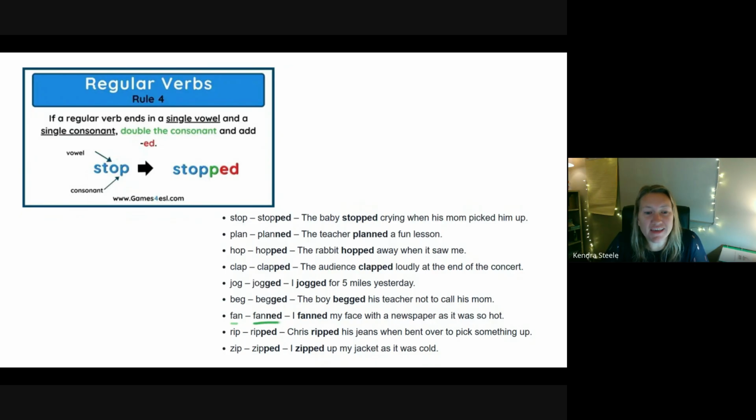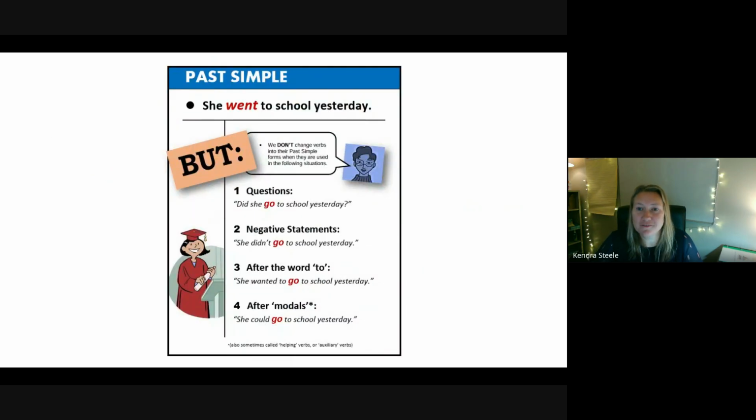Fan becomes fanned. I fanned my face with a newspaper as it was so hot. Rip becomes ripped. Chris ripped his jeans when bent over to pick something up. And zip becomes zipped. I zipped up my jacket as it was cold. Okay? So those are the 4 rules for regular verbs in English to put them in the past tense. However, of course, there are some exceptions.